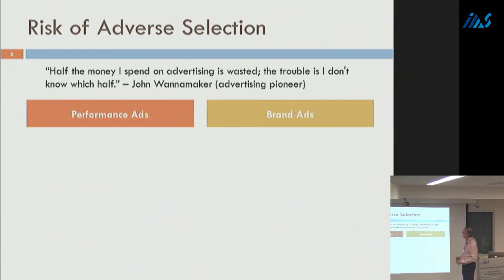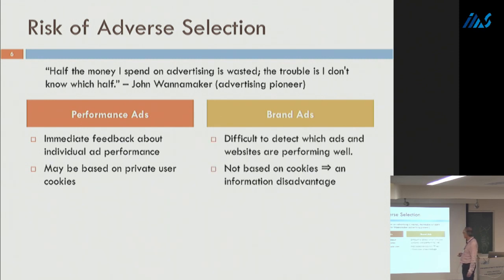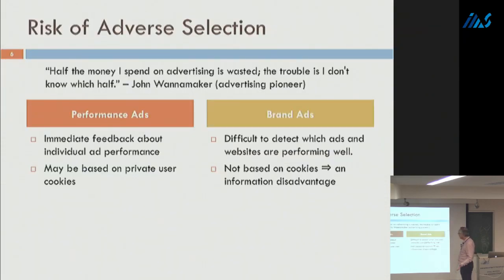Here's the problem that we have. On the one hand, the performance advertisers get immediate feedback about the individual ad performance, and they can base their bids on private user cookies. They can know that you abandoned a shopping cart. On the other hand, the brand advertiser has a problem detecting which ads and websites are performing well, and mostly it doesn't make use of cookies. It has an information disadvantage in making its bids in an auction. So this is the big difference.